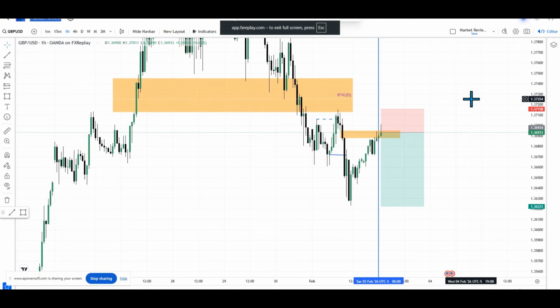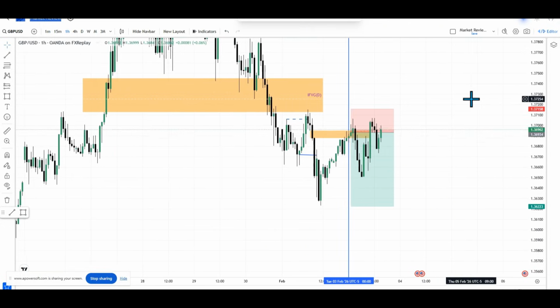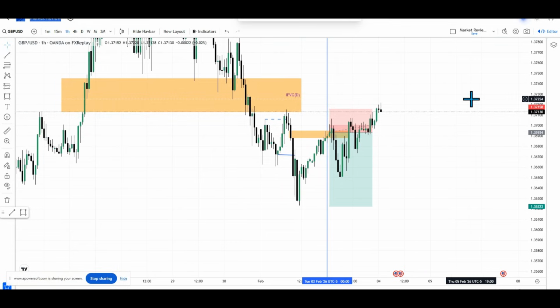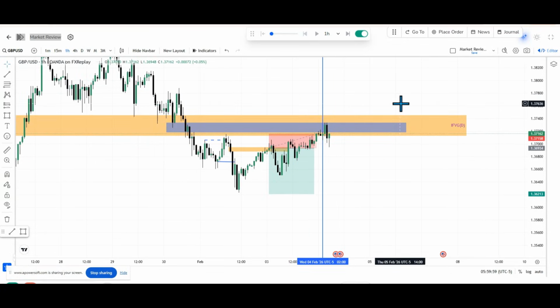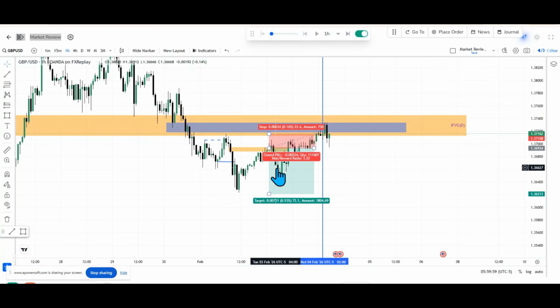So back to our backtesting software. If you play this, you can see finally, that is it. I got stopped out. And that is why you need to have a stop loss. That's the whole point of having a stop loss. So that's Tuesday. Let's look at Wednesday the next day.